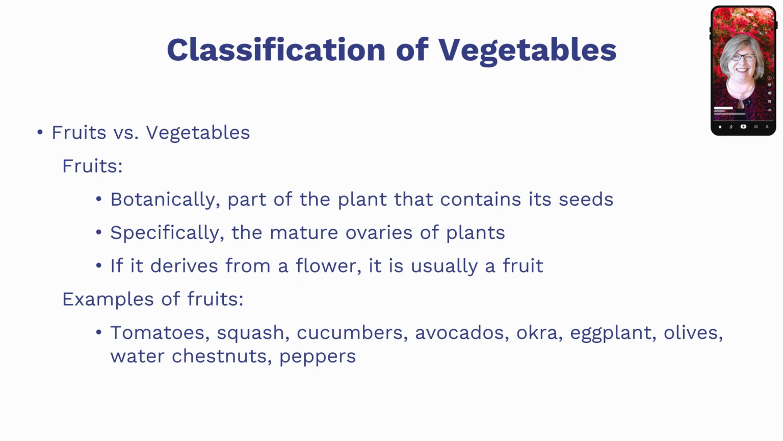Specifically, this is the mature ovaries of plants. If it derives from a flower, it is usually a fruit. Examples of fruits: tomatoes, squash, cucumbers, avocados, okra, eggplant, olives, water chestnuts, and peppers.